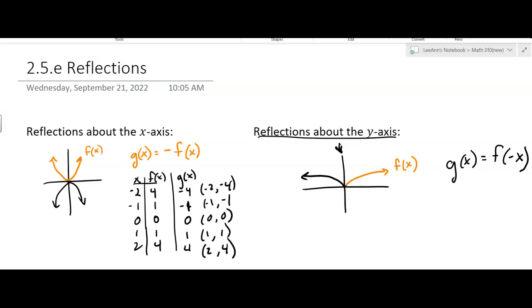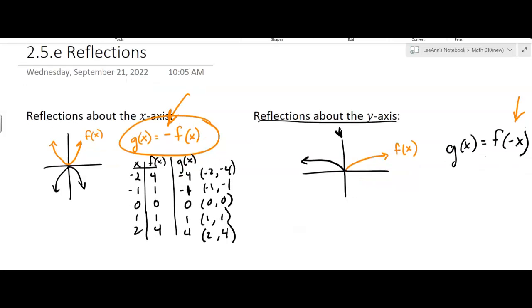So what's the difference between these? Reflection about the x-axis, you have the negative sign or the opposite sign in front of the function. So you do the function, then you take the opposite of it. Here, the negative sign is before you take the function. So you do the opposite of x and then apply the function. That's the difference, okay? So one is reflection about the x-axis, the other is reflection about the y-axis.